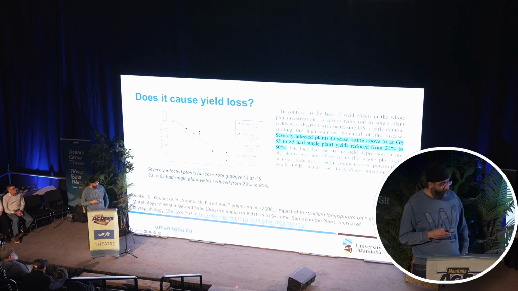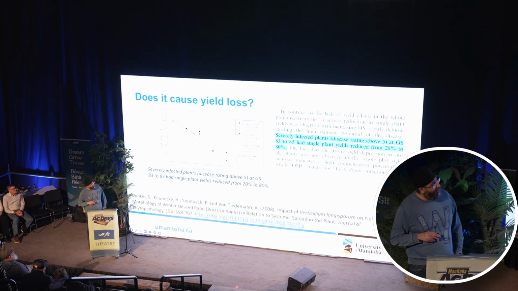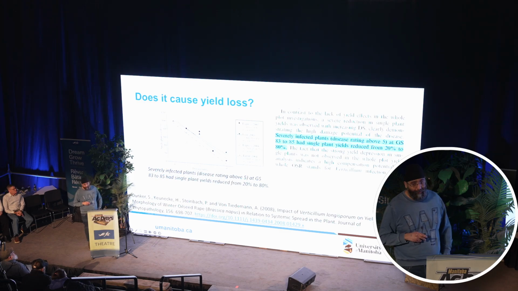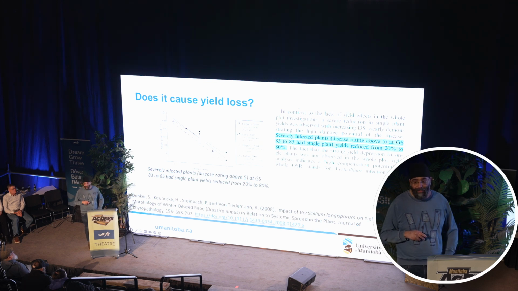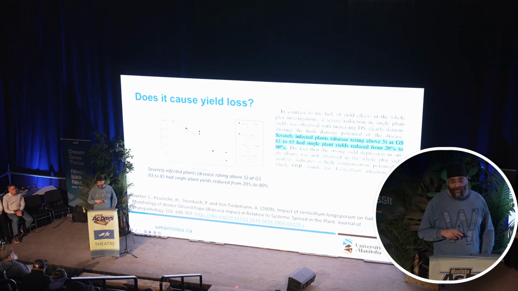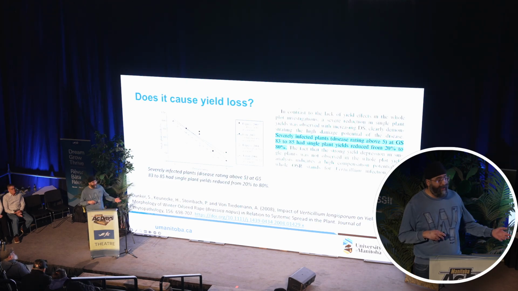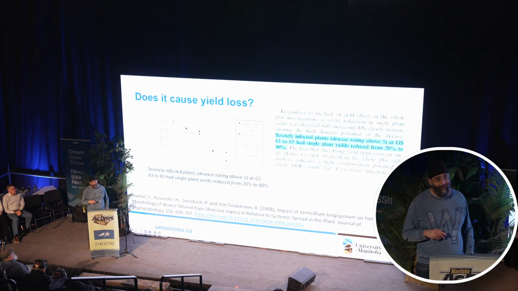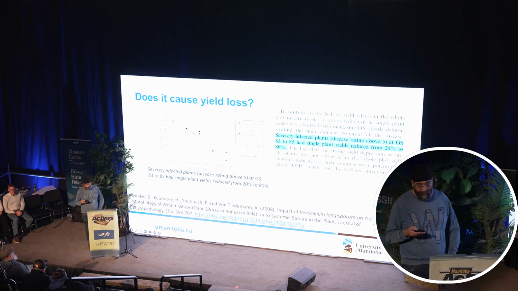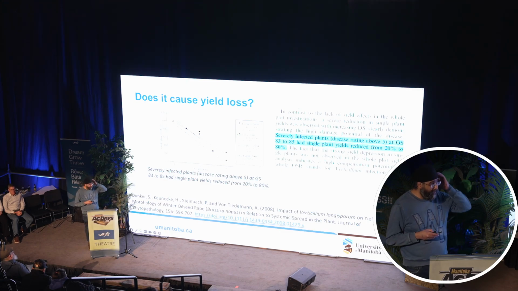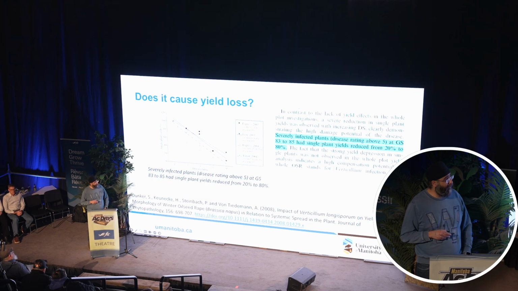But if you look closely at this paper, in the very next line, they say that this yield loss was calculated on a per plant basis and not on a per plot basis. So simplified, it means that there was yield loss observed per plant if you're testing them in the greenhouse, but they did not see any yield losses on a per plot basis.